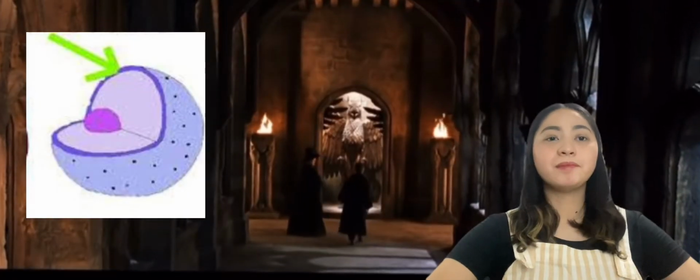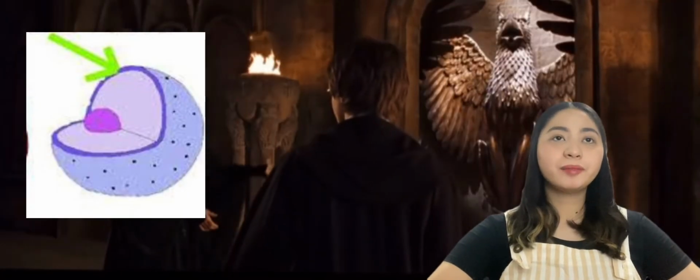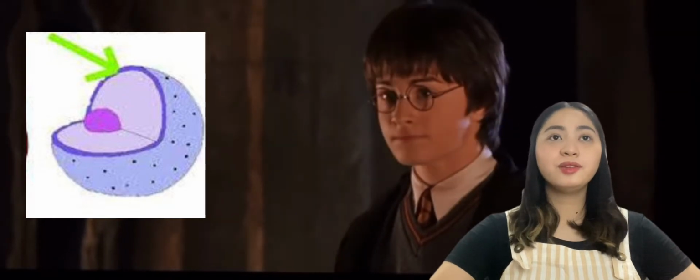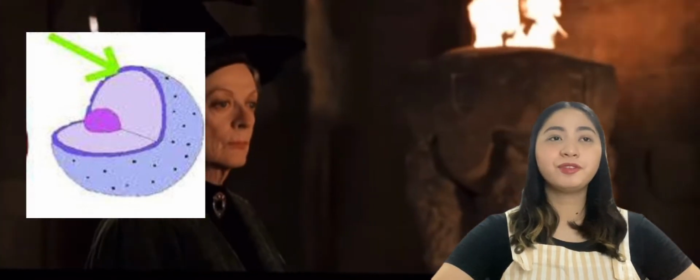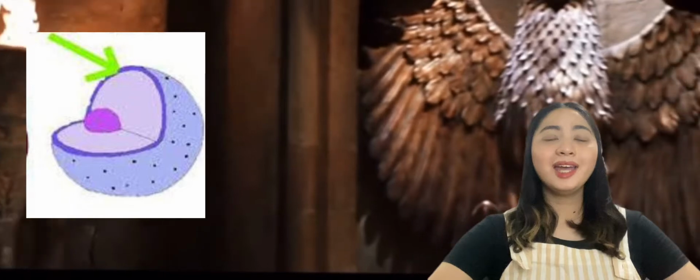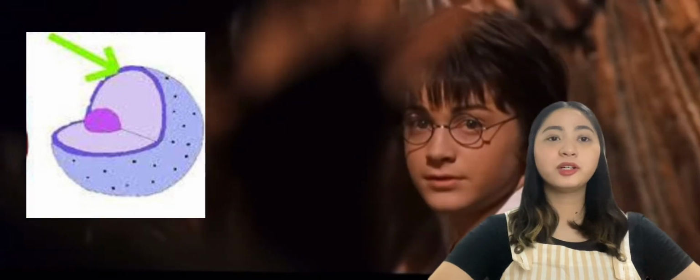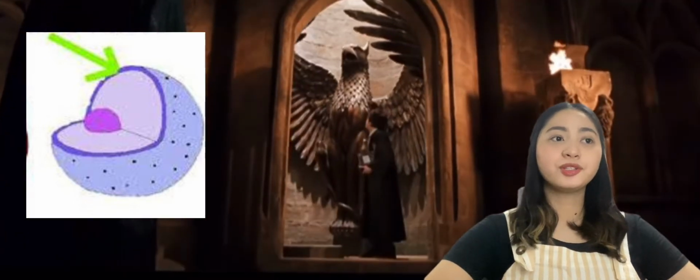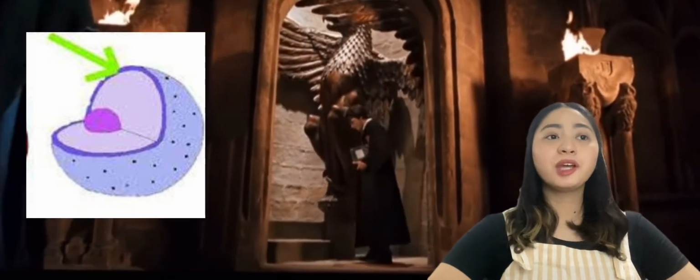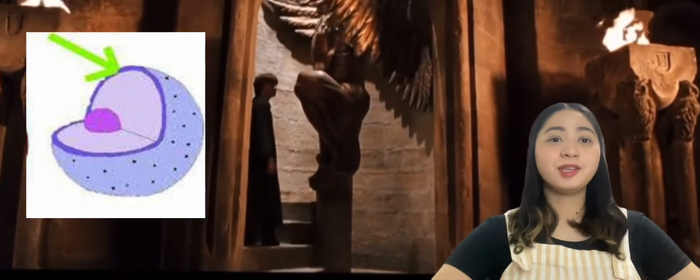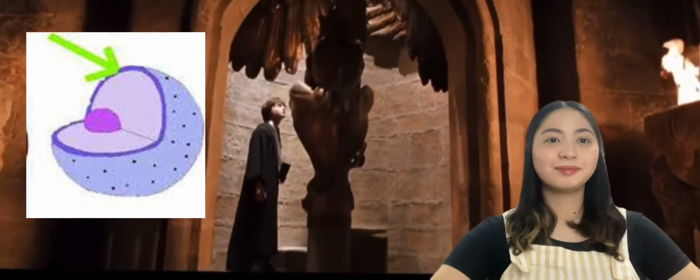The nuclear membrane. The nuclear membrane protects the nucleus, and the nuclear pores separate it from the cytoplasm and allow communication to and from the nucleus. The nuclear membrane is like the gargoyle statue outside Dumbledore's office, which is to protect Dumbledore's office and the headmaster himself from invaders.